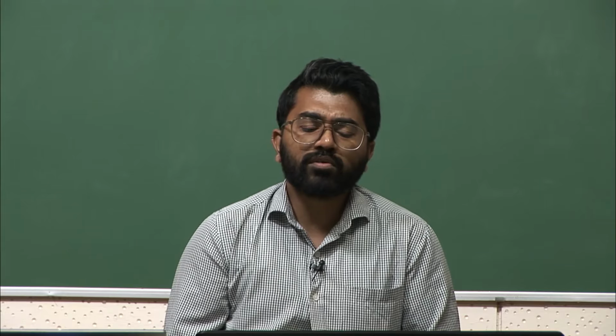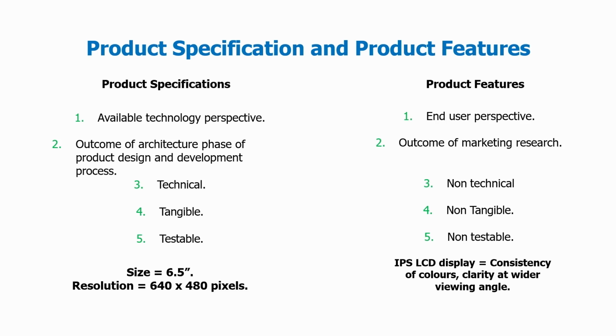So, the product features usually come from your value propositions and get validated and iterated as a part of the market research later on, right. So, an example of a product feature is, for an LCD display kind of TV, very similar along the lines of the TV example, the consistency of colors, clarity at wider viewing angle. So, this is not a technical specification, but this is a feature.